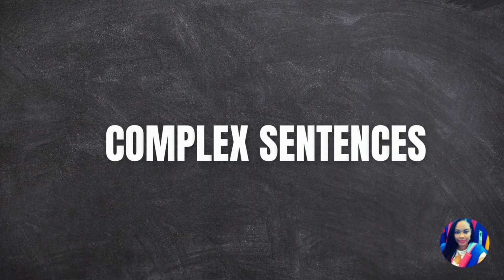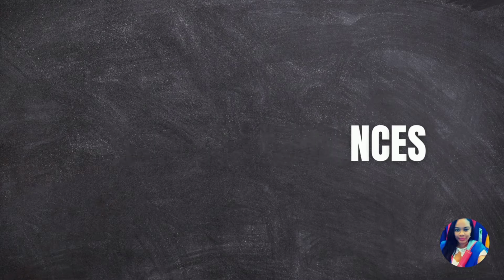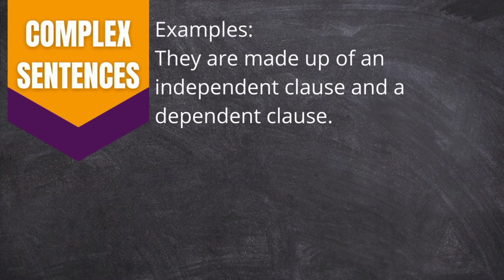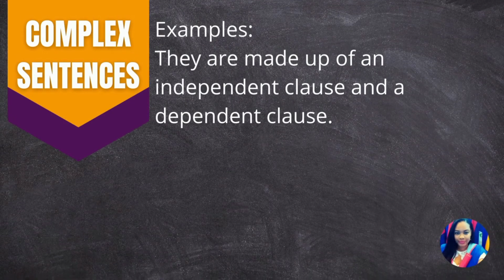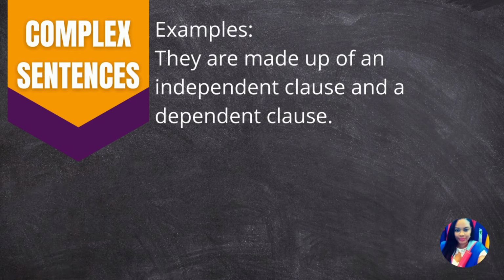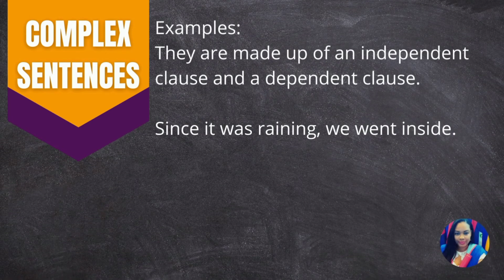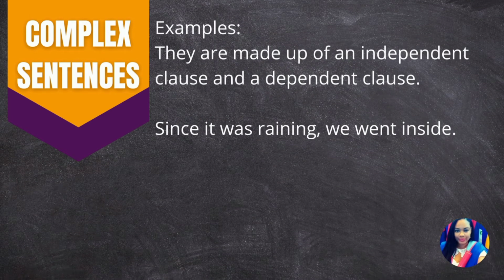Complex sentences are different to the other two types of sentences because complex sentences contain a dependent clause. That means that one of the clauses does not make sense on its own. Here's an example of a complex sentence. Since it was raining, we went inside. Can you tell which clause is dependent? Since it was raining is the dependent clause because it doesn't make sense on its own.